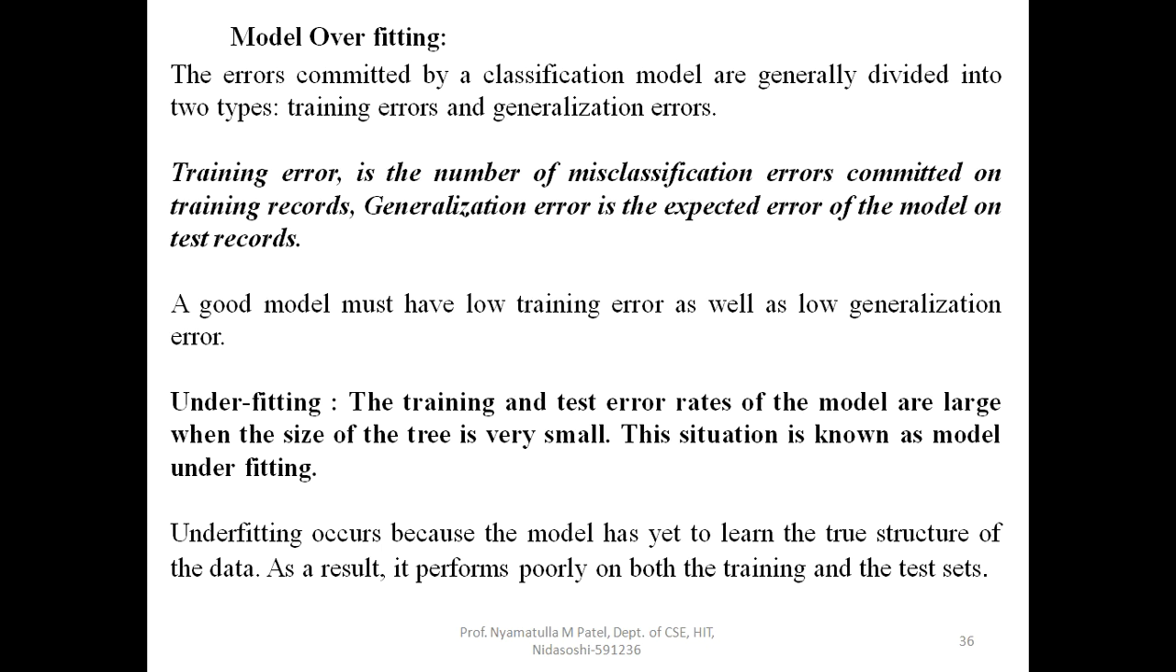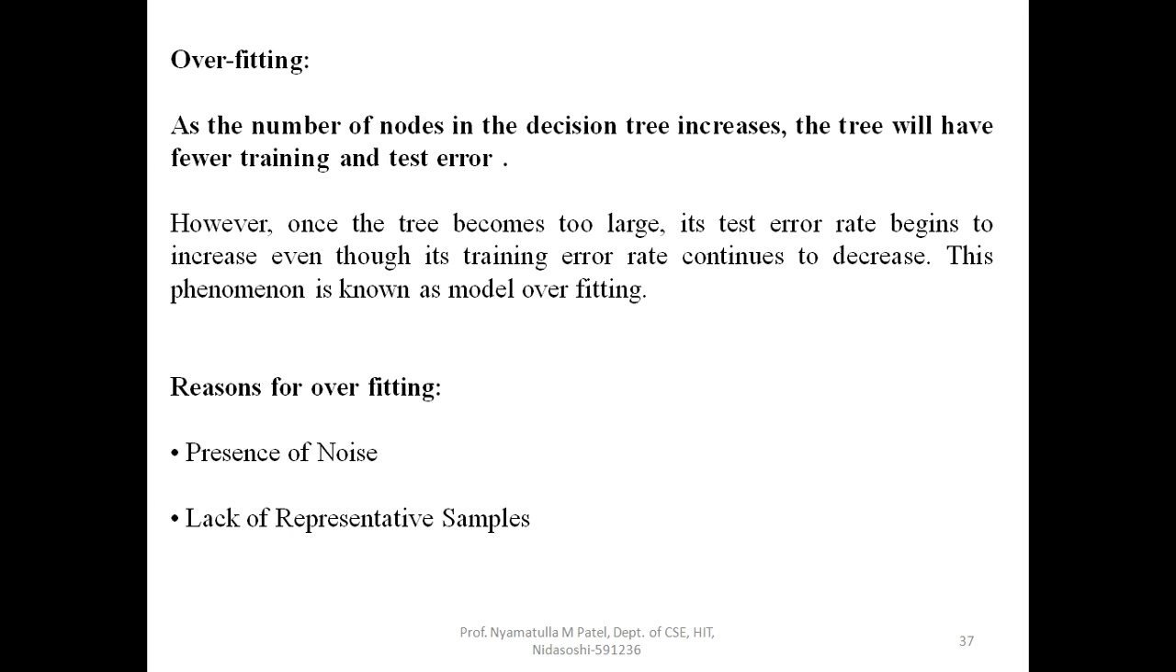Underfitting occurs because the model has yet to learn the tree structure of the data, meaning the tree is not properly designed or the test conditions are not properly put in, because of which the test errors and training errors are high. As a result, it performs poorly on both the training and the test sets.